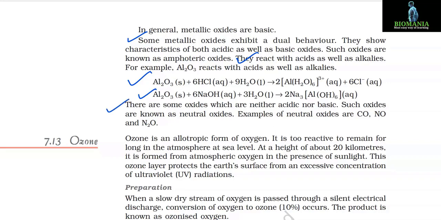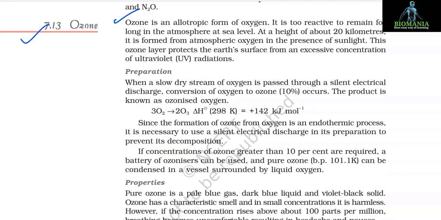There are some oxides which are neither acidic nor basic. Such oxides are known as neutral oxides. Examples of neutral oxides are CO, NO, and N2O. 7.13 Ozone. Ozone is an allotropic form of oxygen. It is too reactive to remain for long in the atmosphere at sea level. At a height of about 20 kilometers, it is formed from atmospheric oxygen in the presence of sunlight. This ozone layer protects the Earth's surface from an excessive concentration of ultraviolet radiations.